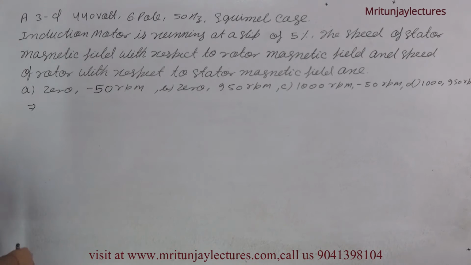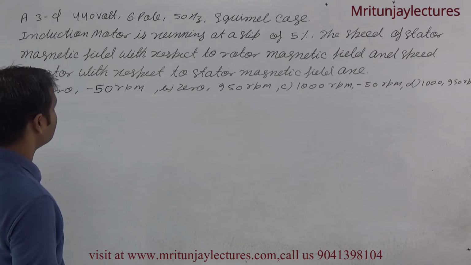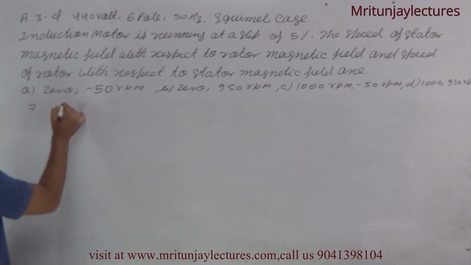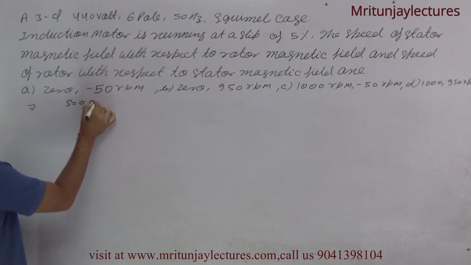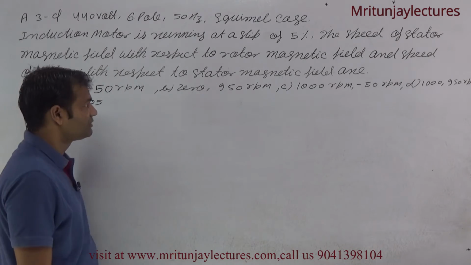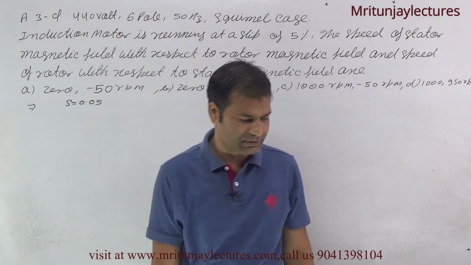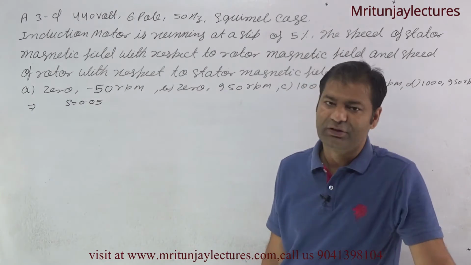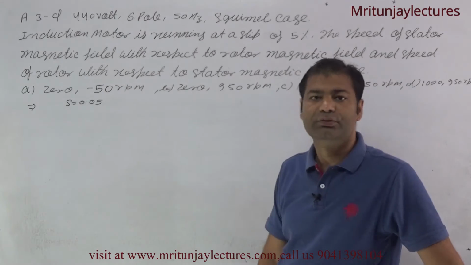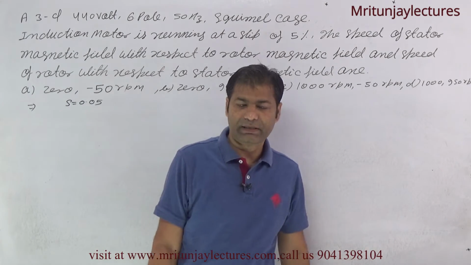Now, corresponding to the question: a three-phase, 440 volt, 6 pole, 50 hertz squirrel cage induction motor is running at a slip S equal to 0.05. The question asks for the speed of the stator magnetic field with respect to the rotor magnetic field. First, we focus on determining both magnetic fields.